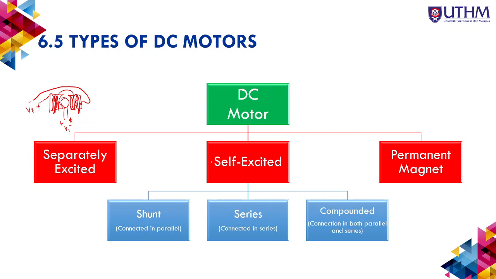Then there is self-excited, which means the connection for the rotor and field are connected together, either in parallel. If they connect in parallel, it is called a shunt. In series, it is called a series DC motor, and the combination of both is called compounded. The other type is a permanent magnet.